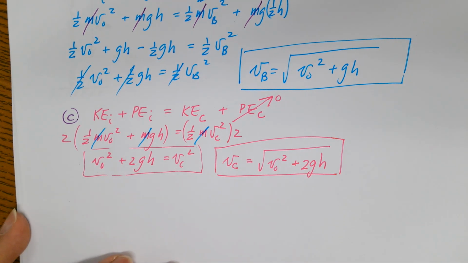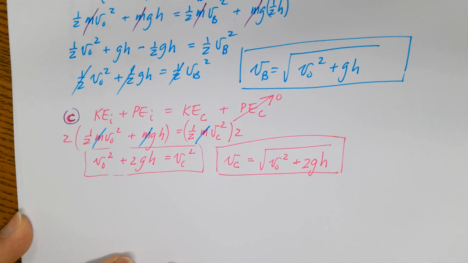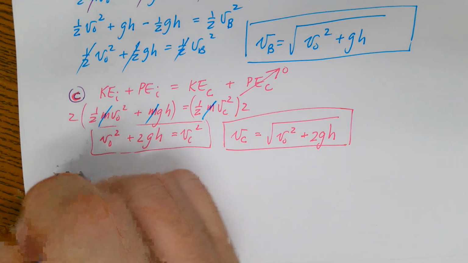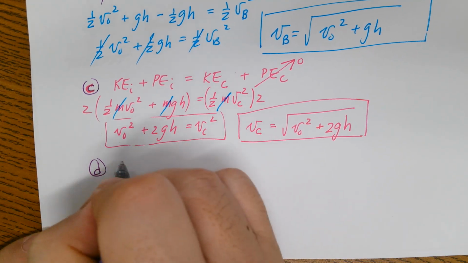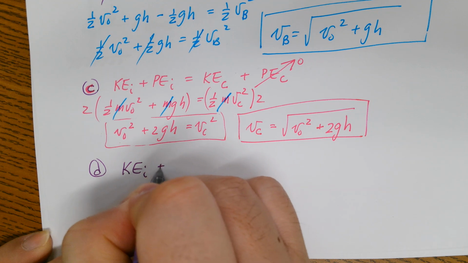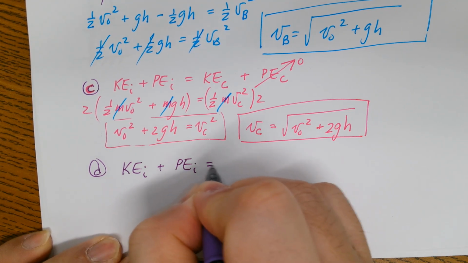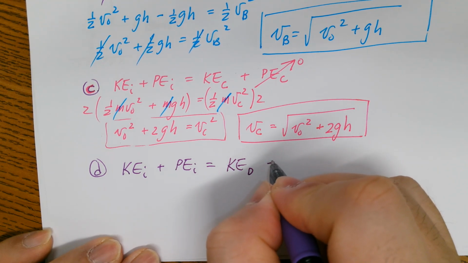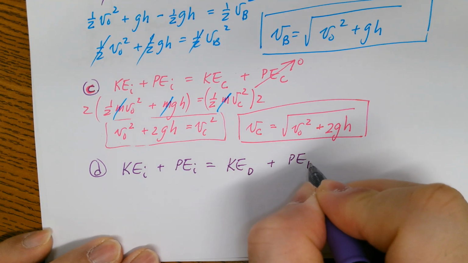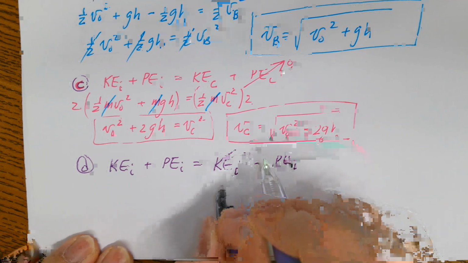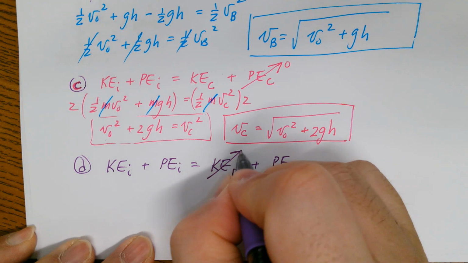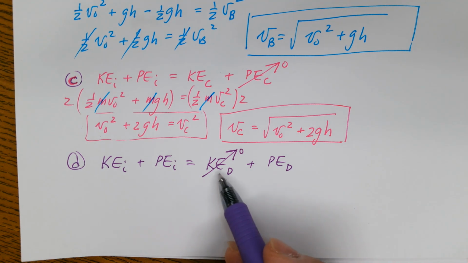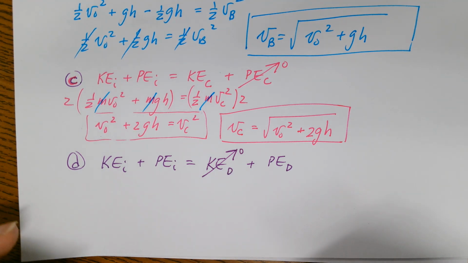All right. So this is C. Now for D, how high will it go? Here I have kinetic energy initial plus the potential energy initial is equal to kinetic energy at D plus the potential energy at D. But kinetic energy at D will be 0 when it reaches the maximum height. It'll come to an instantaneous stop before it starts to roll back down again, right?